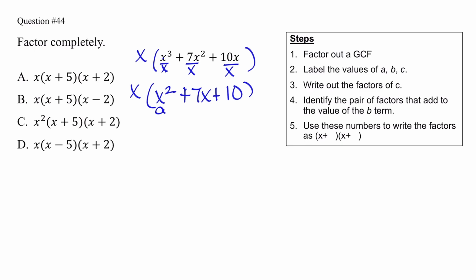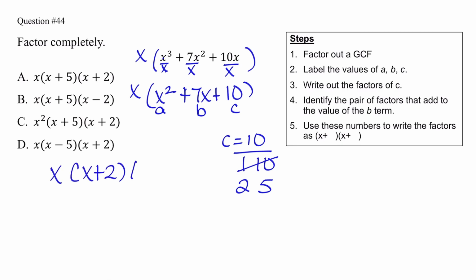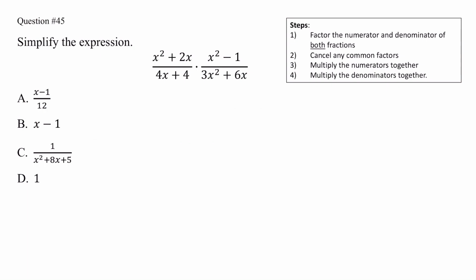So now I need to factor this trinomial. Okay, so I have c equals 10. I need two numbers that multiply to 10, so I have 1 and 10 and 2 and 5. 1 plus 10 is 11, 2 and 5 is 7, so I have x times x plus 2 times x plus 5, right? Don't forget that GCF of x that you factored out in the beginning. So x times x plus 2 times x plus 5 is going to be answer choice A.